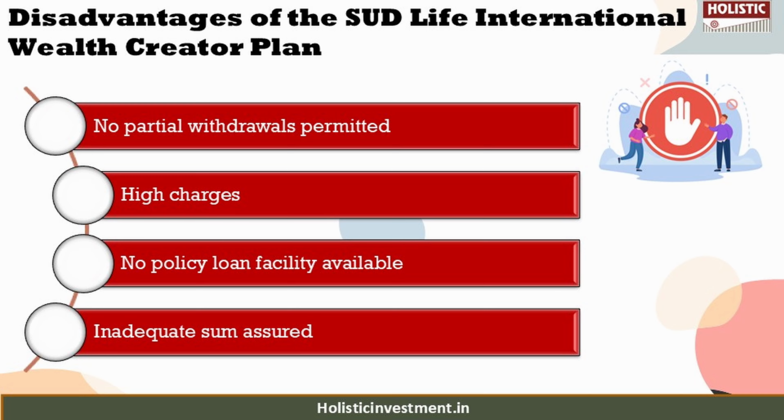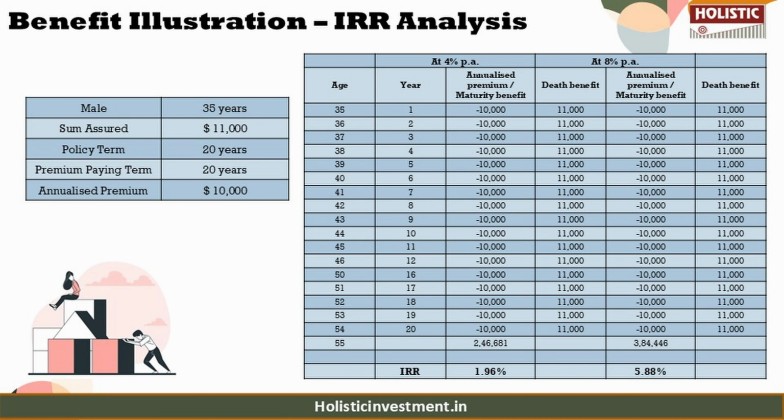So now, as we have a basic idea about this policy, let us move on to the analysis part of the video, where we are going to conduct an IRR analysis to help us make a more informed decision. But if you do want to know more about certain aspects of the policy in detail, you can refer to the policy brochure. So here, for calculation purpose, let us assume that a 35-year-old male has purchased the policy with a sum assured of 11,000 rupees, and the policy term is 20 years, and the premium paying term is 20 years with an annual premium of 10,000.